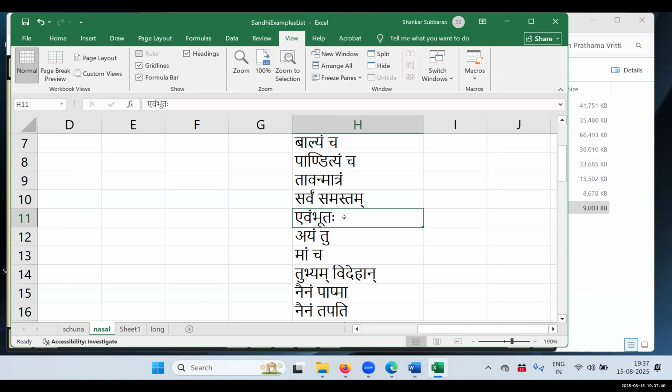What will the split be? Very straightforward. Evam bhutaha. What about this? Ayam tu. Combine, what will happen further? Ayantu. What will happen to this? Mam cha. First level, then ma anuswara. Mancha. Now I'm making the mouth. Mancha. So it is anuswara se parasavarna. Ka ka ga ga nga. Nya. Cha cha ja ja nya. Mancha. Right?